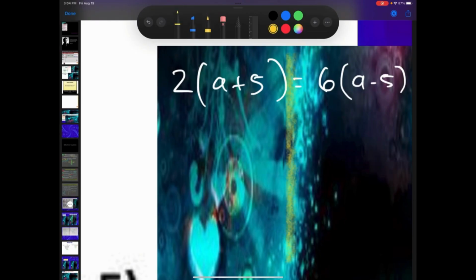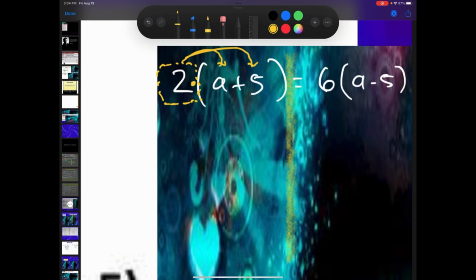Okay. So the goal is to get the friends together. That's the a, the variable, and the constants. Those are just the numbers. Well, before I do that, I'm going to have to, Halloween, I need to distribute. And let's just say you're not sure what the math operation is. Class, what's the relationship between 2 and the parentheses?